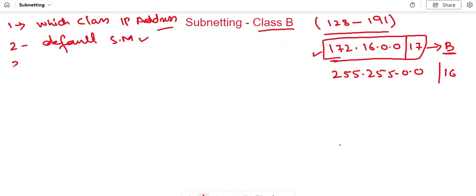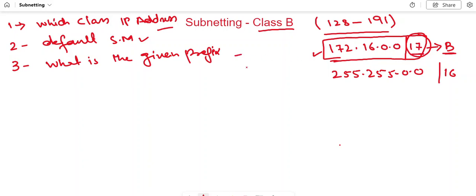In the third step we will check what is the prefix given here. What is the given prefix? The given prefix here is 17. So what we will do, we will take this given prefix and subtract the default prefix from it. We will get the value here, as we got here 1.